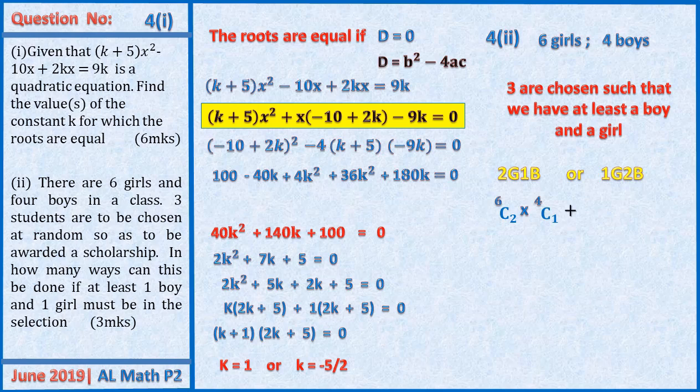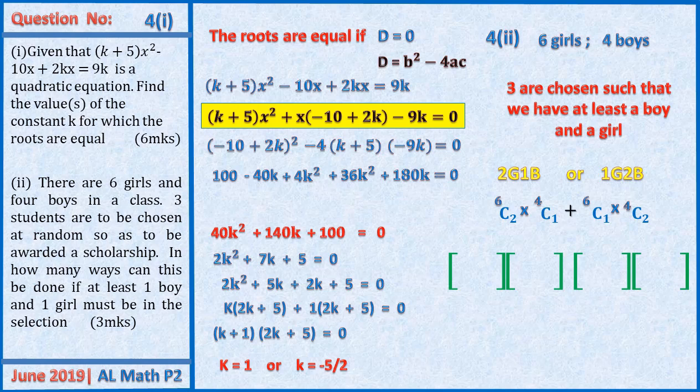Now we bring the or. The or here stands for addition. The other way to do it, we either do the selection this way or we do it with 1 girl and 2 boys. So selecting 1 girl from 6 girls is 6 combination 1, and selecting 2 boys from 4 boys is 4 combination 2. We can now open our brackets and simplify.